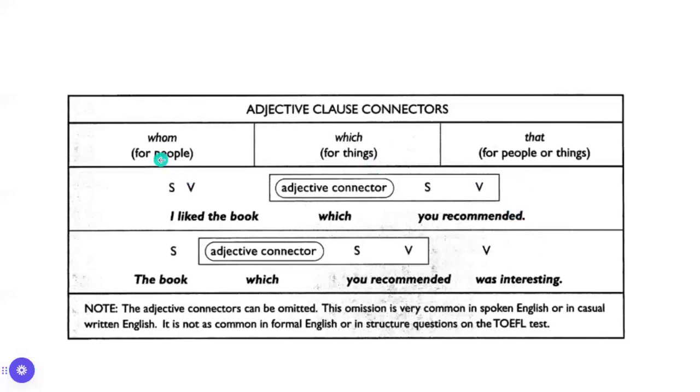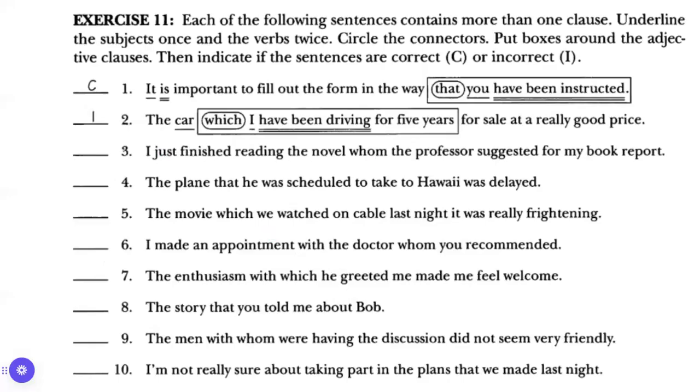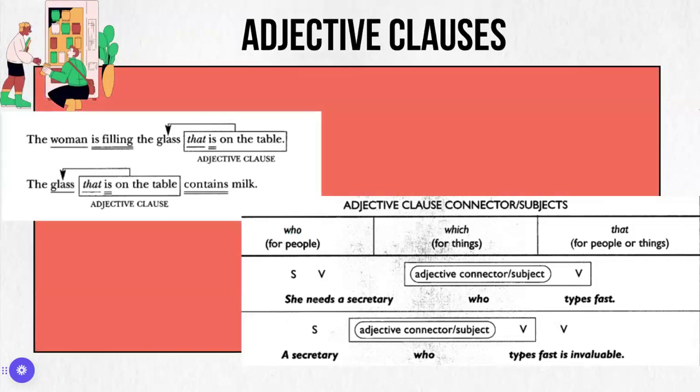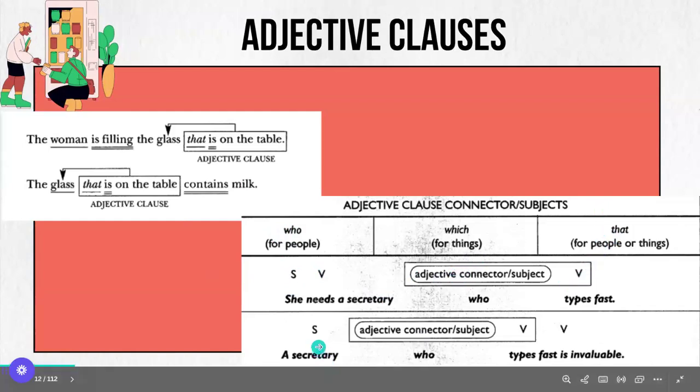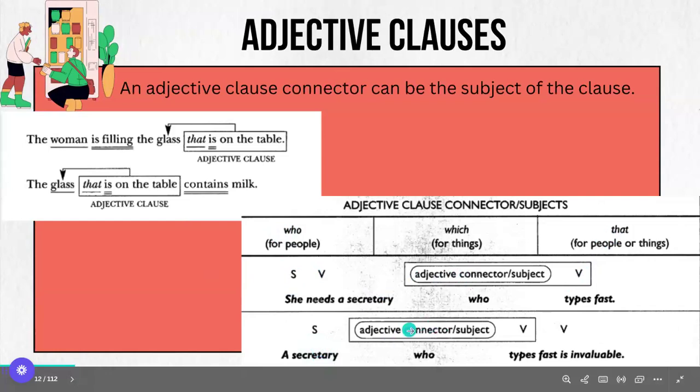For people. So when the connector is acting as a subject, we substitute with who for people, which for things, or that for both people or things. And again, I need to pay close attention to the subject and verb in the first clause, then the connector with my verb. Subject, in the middle I have my clause with the connector and verb, and finally my verb.